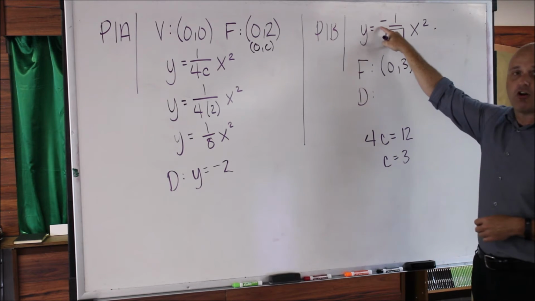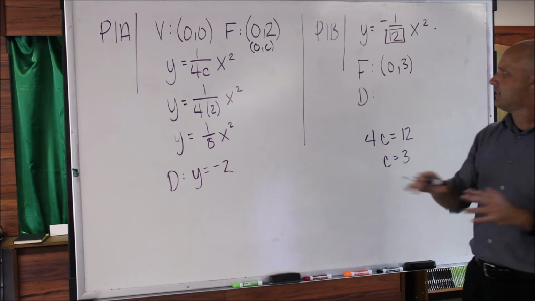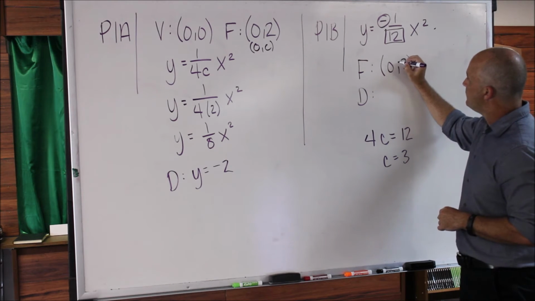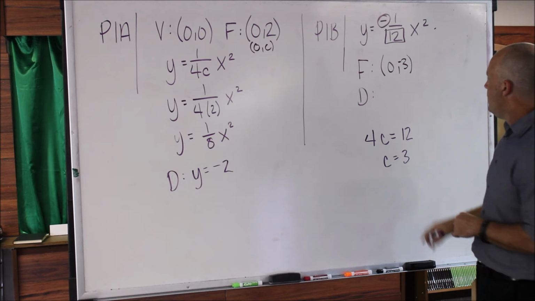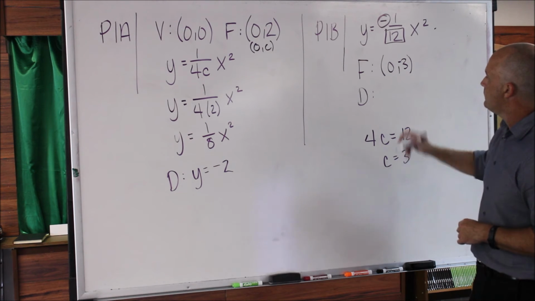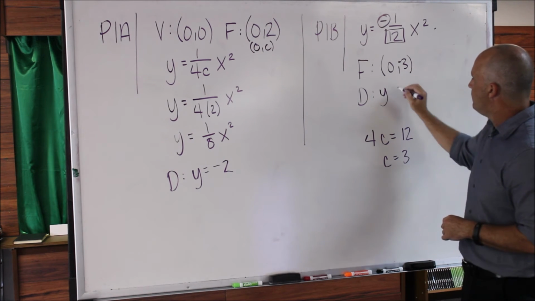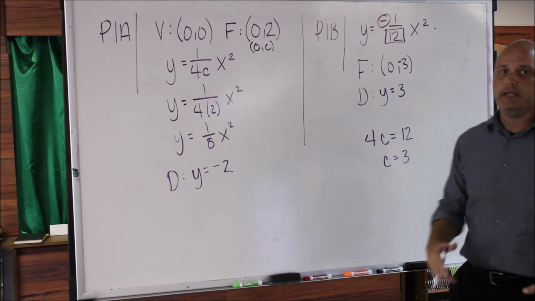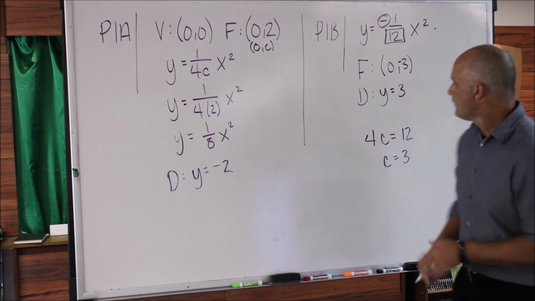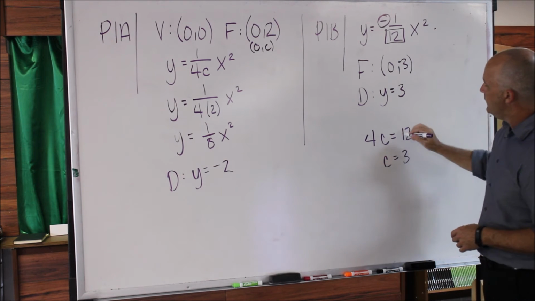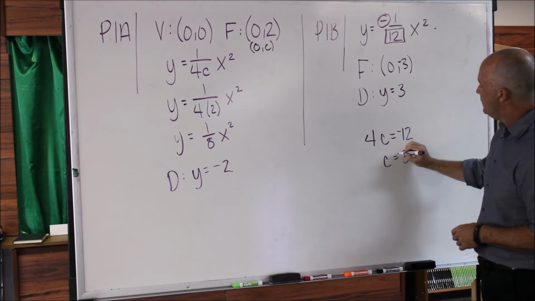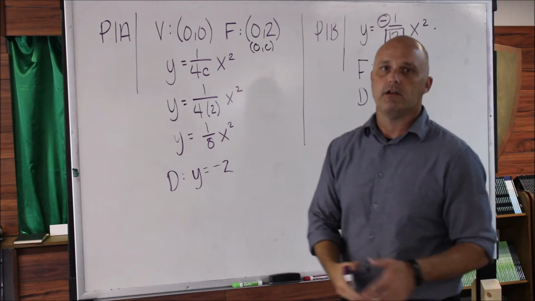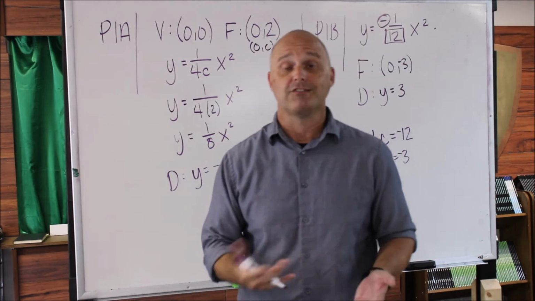But because this starts off as a negative, this is where you've got to remember, you've got a negative right there, so that actually means that our focus is going to be 0, -3. And then the directrix is going to be the opposite of the -3, so y equals 3. So if you start off with the equation y equals negative 1/12 x squared, you could actually set this 4c equal to -12, and then c is going to be -3, which gives you the c value of the focus, and then you can arrive at the directrix based off of that.